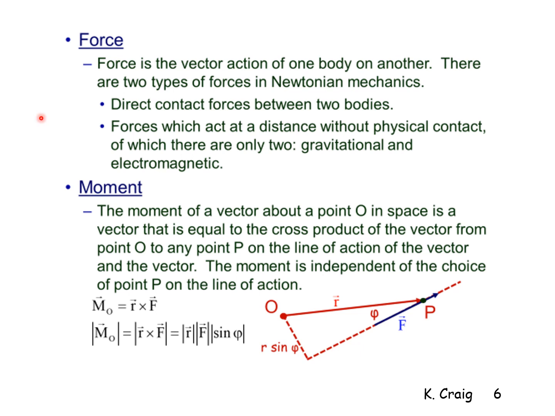Two other concepts are force and moment. They're both vectors. Force is the vector action of one body on another. There are only two types of forces in Newtonian mechanics. You will have to draw a free body diagram of the rigid body or system of rigid bodies that you're analyzing. In that free body diagram, you will show forces and torques acting on the body. There are only two types: forces or torques that act at a distance, and these are gravitational or electromagnetic. These are the only two that you need to consider.